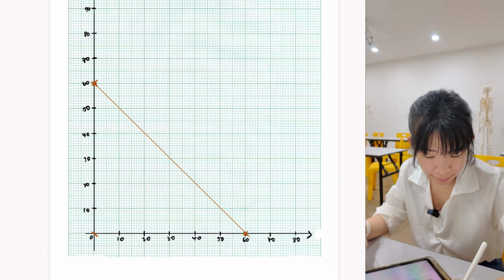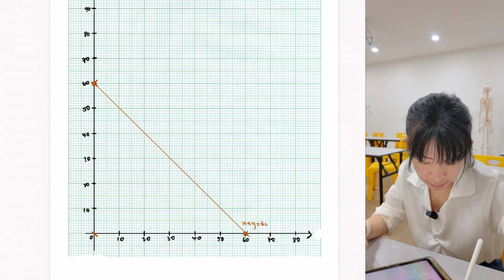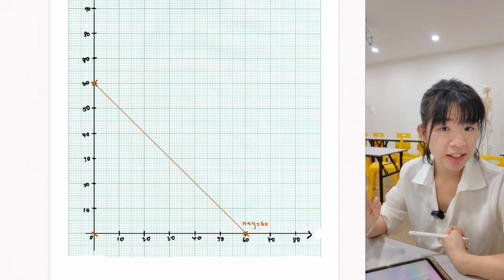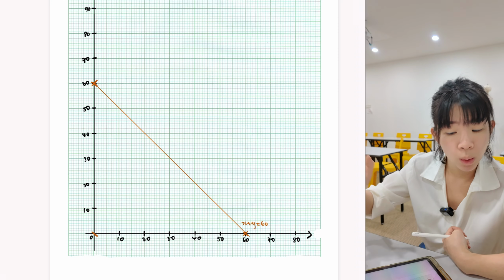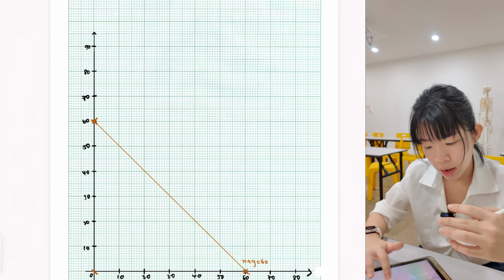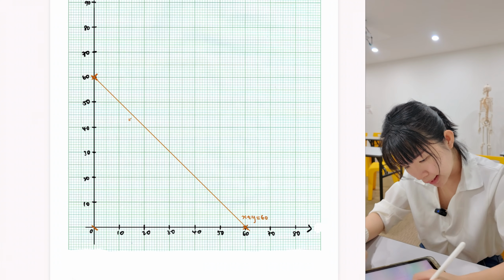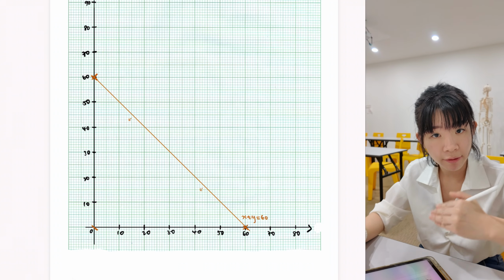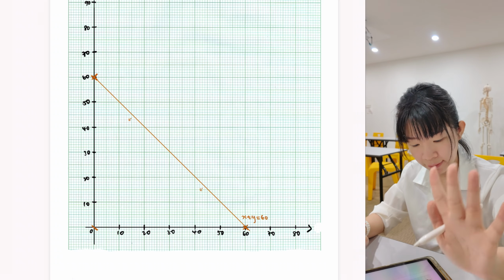Okay, so after you draw, label this line x plus y equals to 60. Now, where should we shade later, up or down? Okay, so the symbol we put is less, smaller, less means down. Okay, you can do a small marking. Later, the answer will be at the bottom of this line. Okay, now leave it aside first.